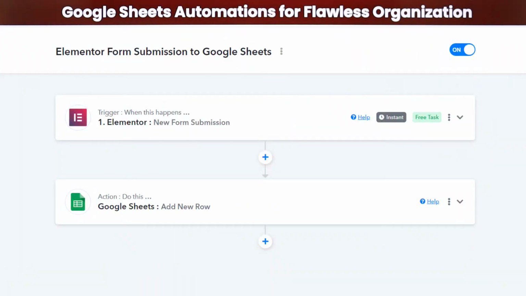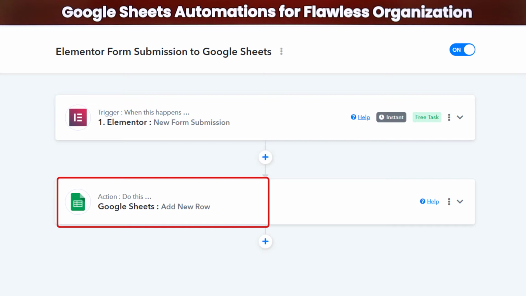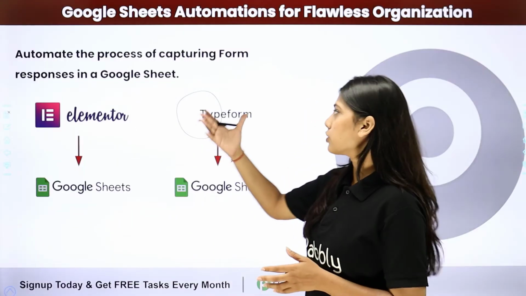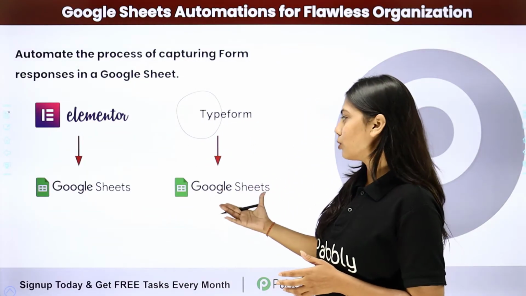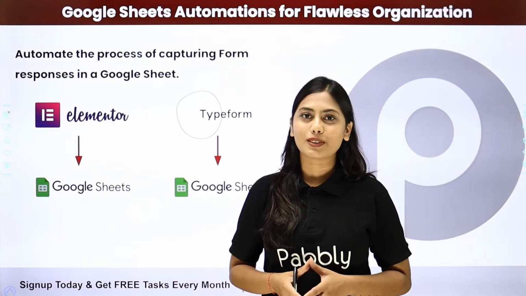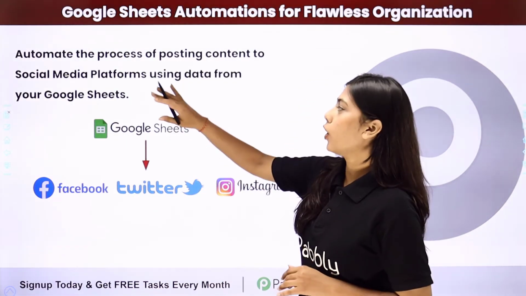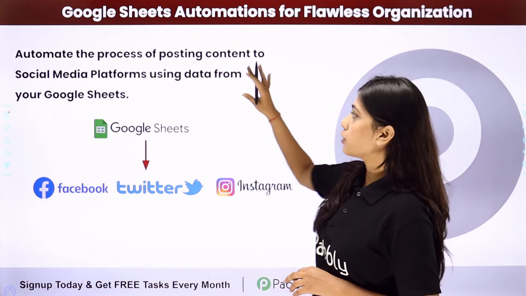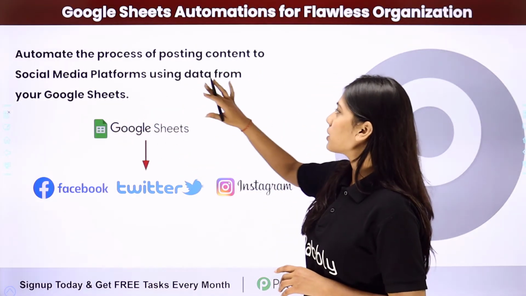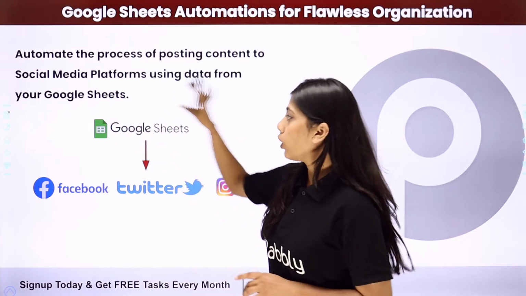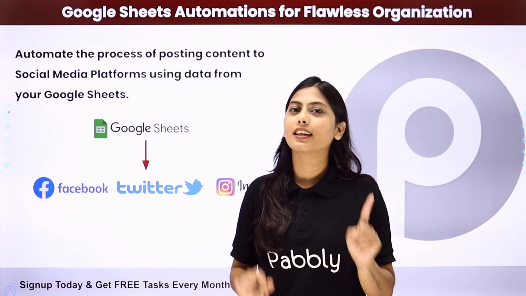For example, this automation where you can take forms submission from Elementor forms and then take it in Google Sheet. Or else you can also take type form submissions and store them in Google Sheets to ease the sorting out. Now this one is a very important and interesting one. So you can automate the process of posting content to social media platforms using data from your Google Sheet. And all of this is going to take place in one single automation.